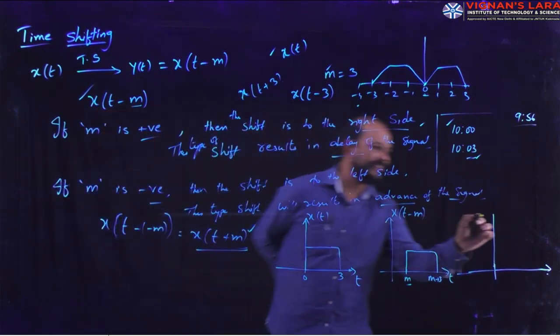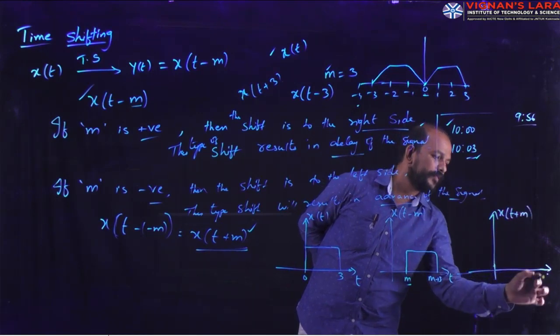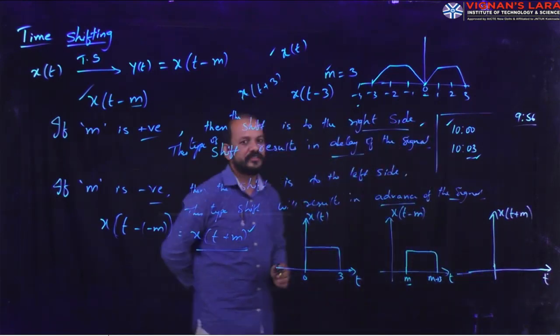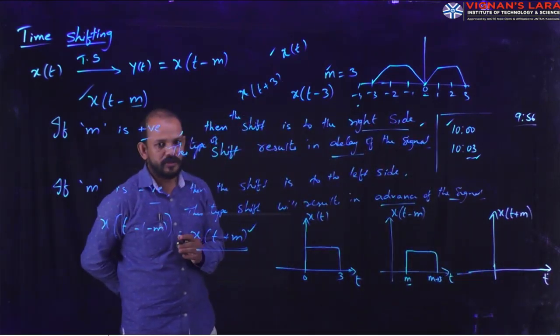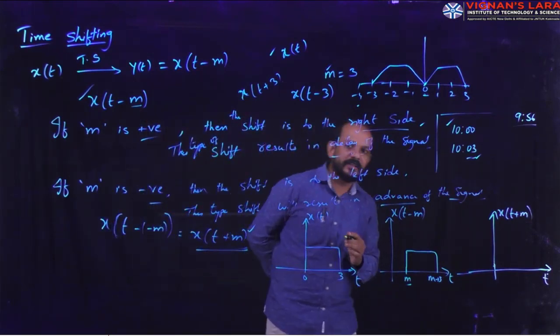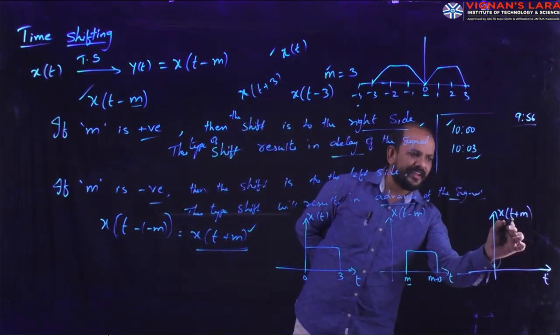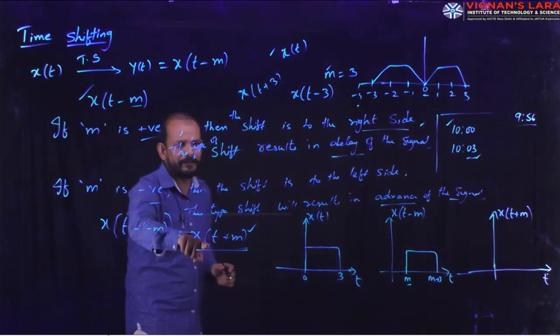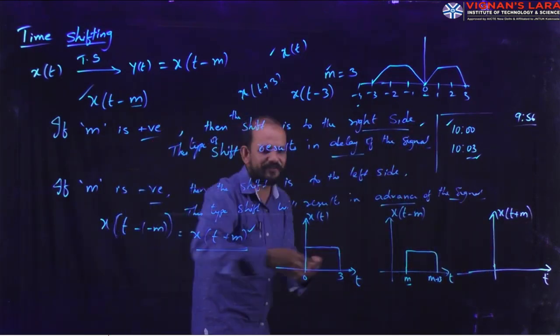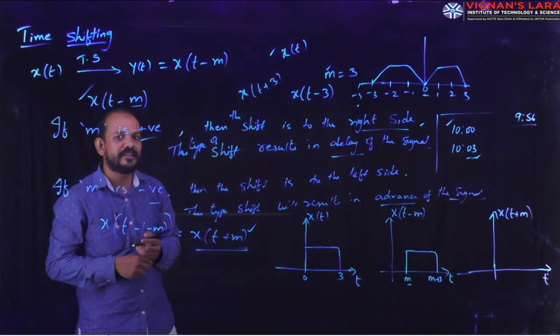Now the signal is x of t plus m. How will the signal go now? It has to be advanced, because it is x of t plus m. Then the shift is to the left side, and that will result in an advance, not a delay.